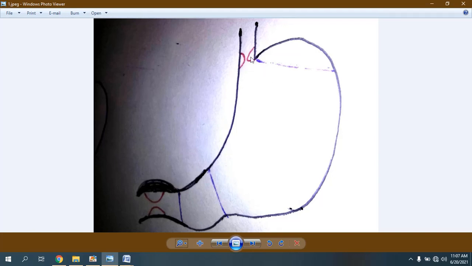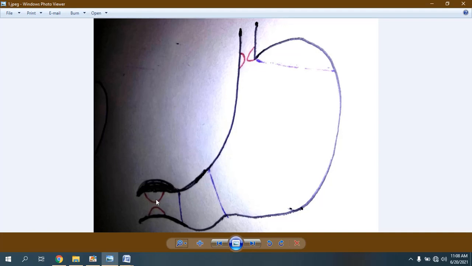The function of this sphincter is that the lower esophageal sphincter does not allow the food to go back into the esophagus once the food reaches the stomach. So you can say that the sphincter is responsible for the one-sided flow of the food and it does not allow the food to go back. Similarly, over here in the pyloric canal, a sphincter is present which separates the duodenum from the stomach, and this sphincter is called pyloric sphincter.